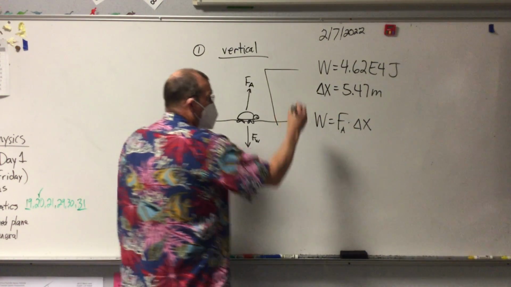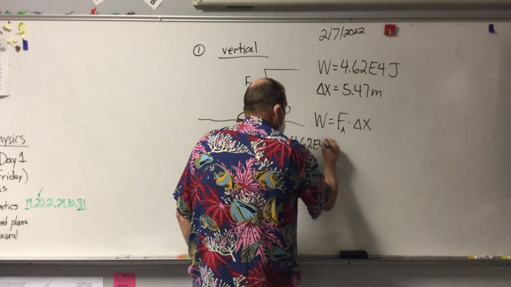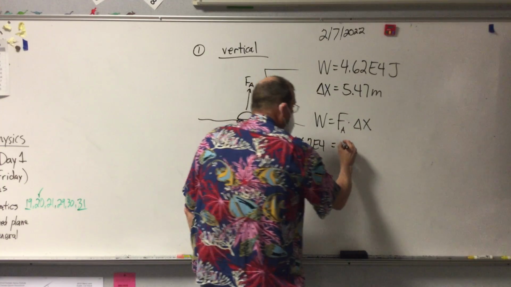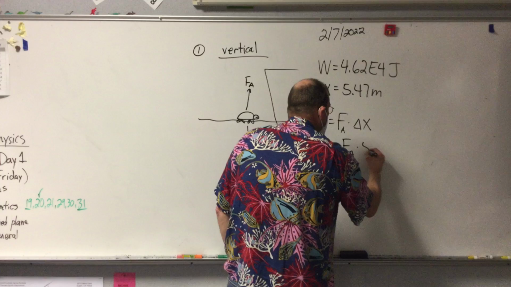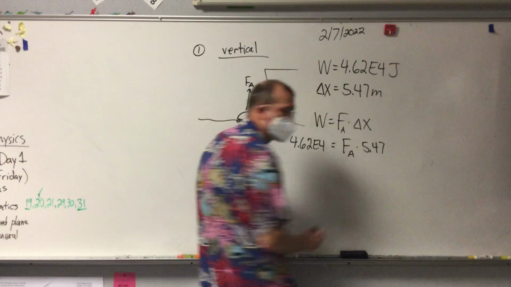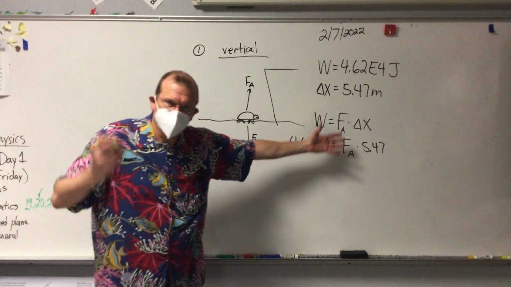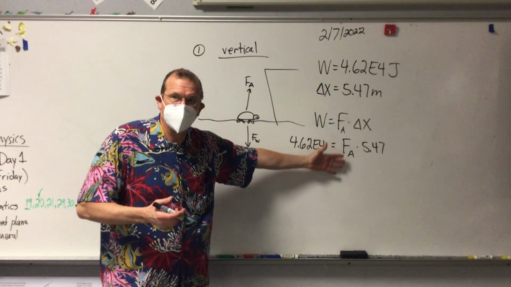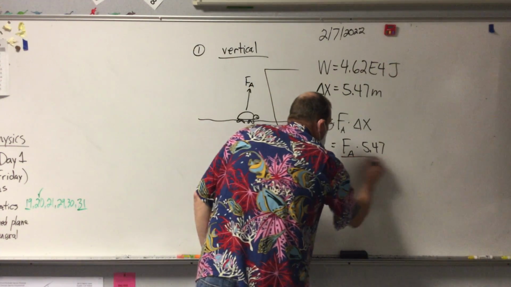So now we can put numbers in here. Equals, we don't know what FA is, and we know that this is 5.47. Okay? Now what's the math we do? Because really, hopefully you go, oh, I got to get FA. What's the math we do? Divide both sides by 5.47. Okay.